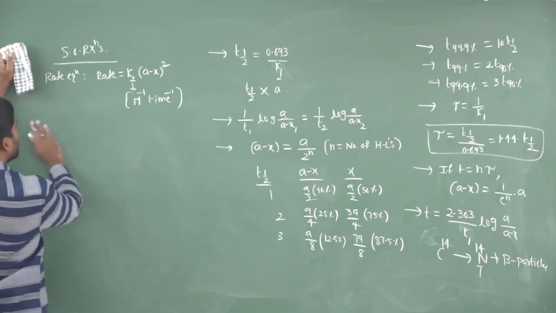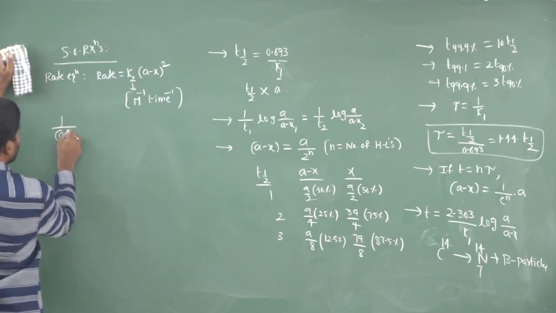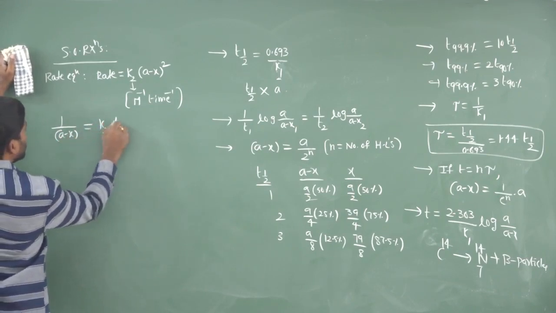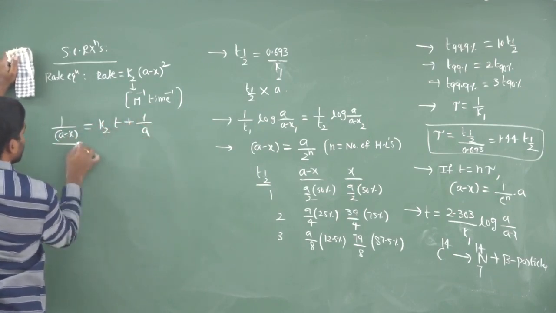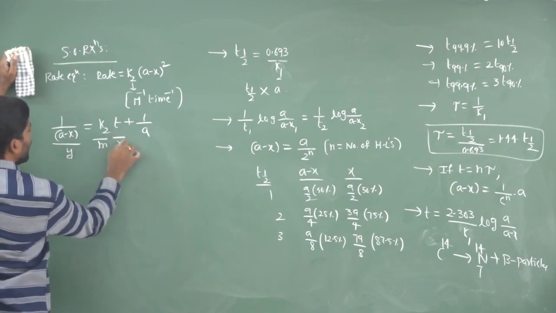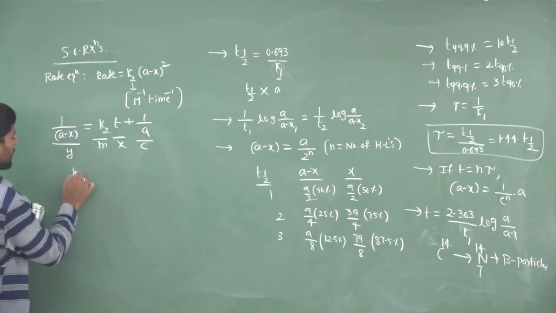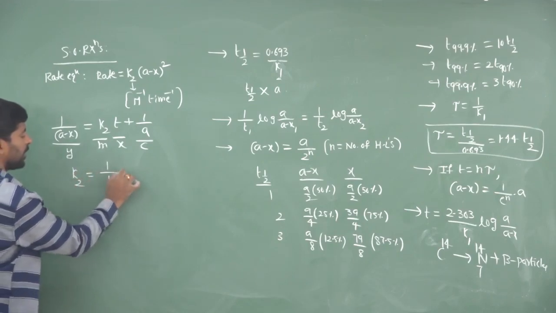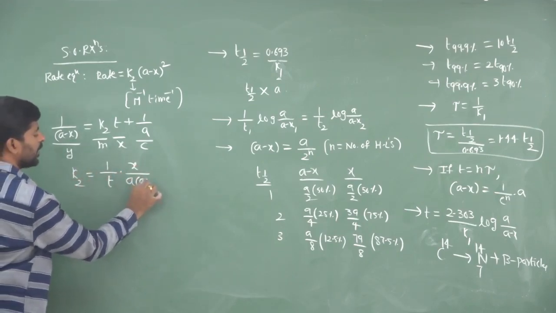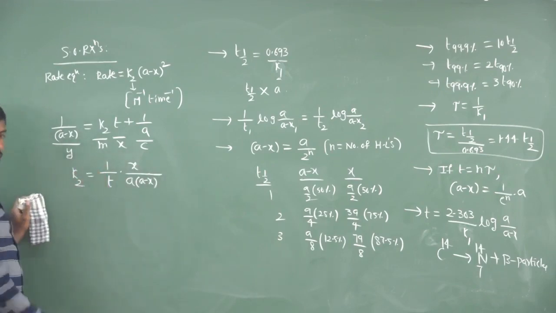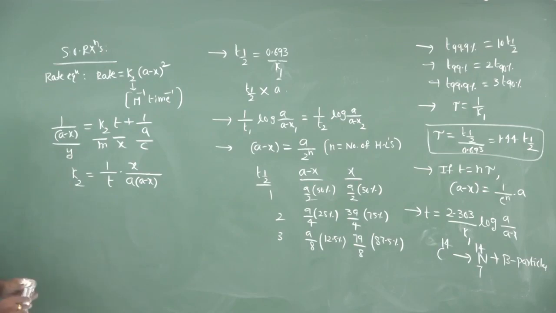Now if you do the integration of this equation, we get 1 by A minus x is equal to K2t plus 1 by A, which is in the form of y is equal to mx plus c. So slope is equal to K2 and intercept is equal to 1 by A. Further simplification gives K2 is equal to 1 by t into x by A into A minus x. This is the integral form of the second order rate equation.